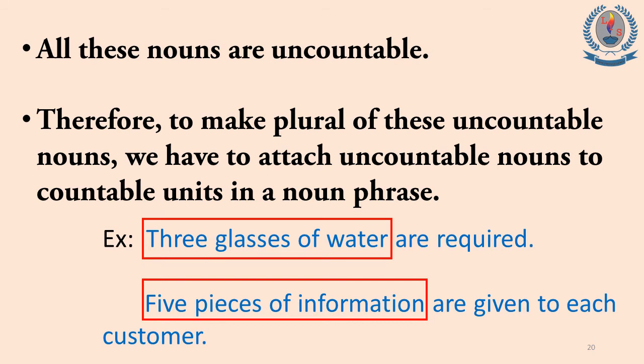Here, in the first sentence, water is an uncountable noun. 3 glasses are countable. It is the same in the second sentence too. Information is an uncountable noun. 5 pieces are countable nouns. So, it's clear by attaching a countable unit to the uncountable nouns, you can get the plural form of the uncountable nouns too.